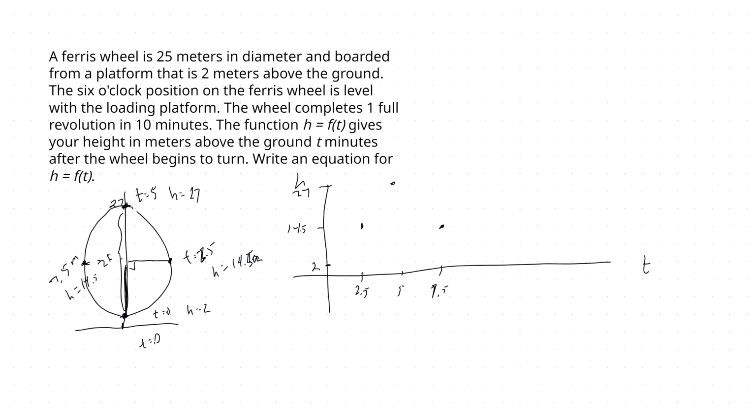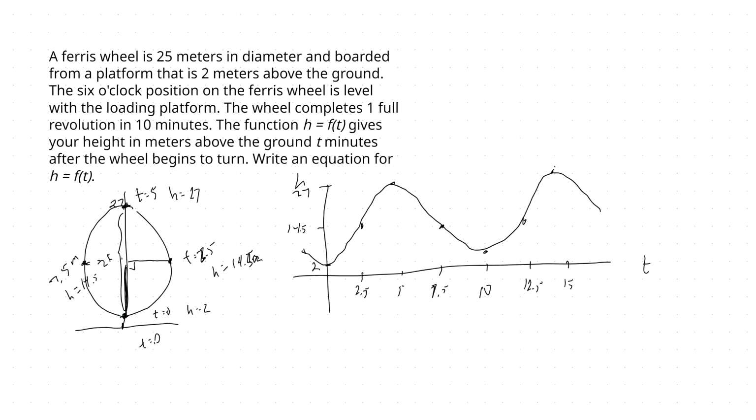And then if we keep going around, at another 2.5 minutes, I'll be back to 14.5. Add another 2.5 minutes. By the way, that's a very slow Ferris wheel, but I guess 25 meters is pretty large. Anyway, let's connect the dots here, and we get a nice sinusoidal curve. We'll get a nice sine curve going on there.